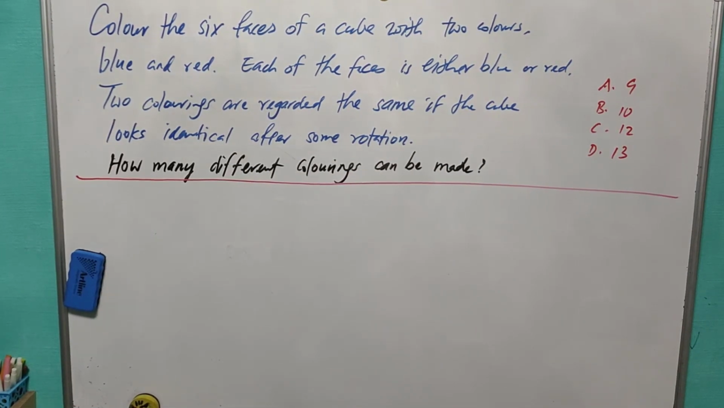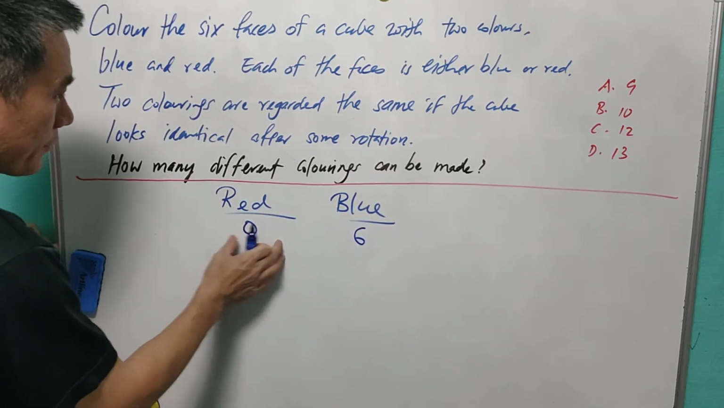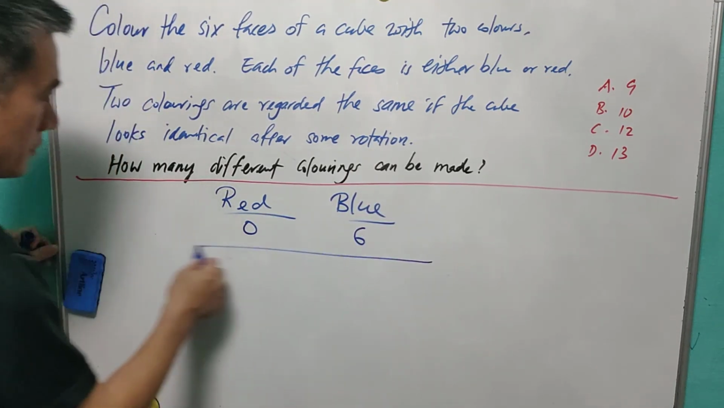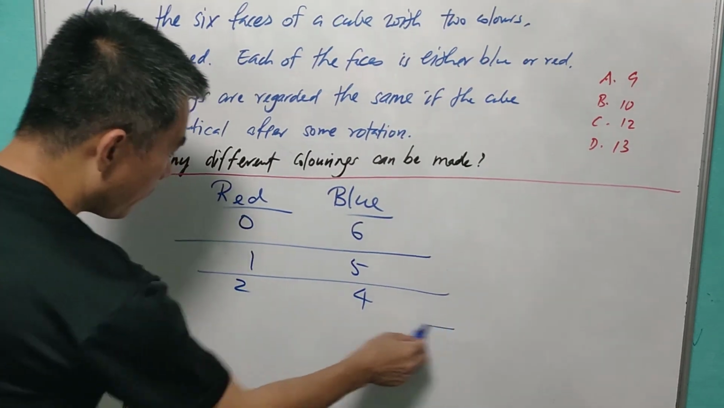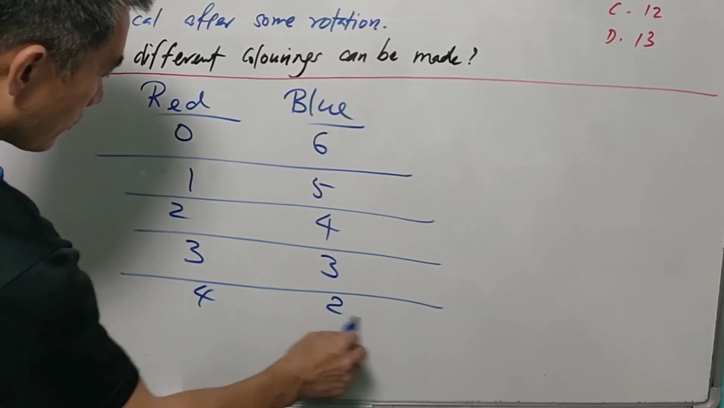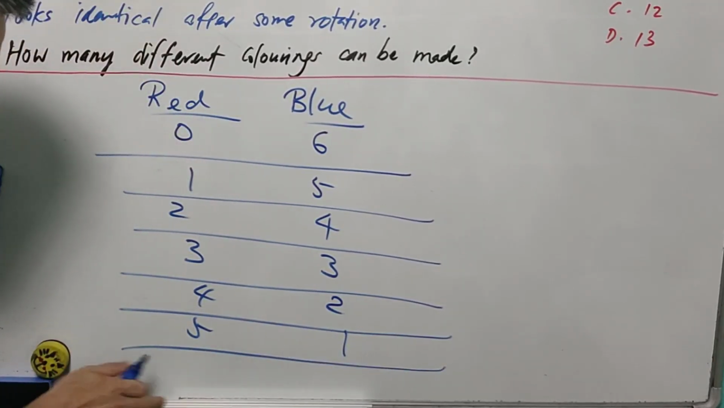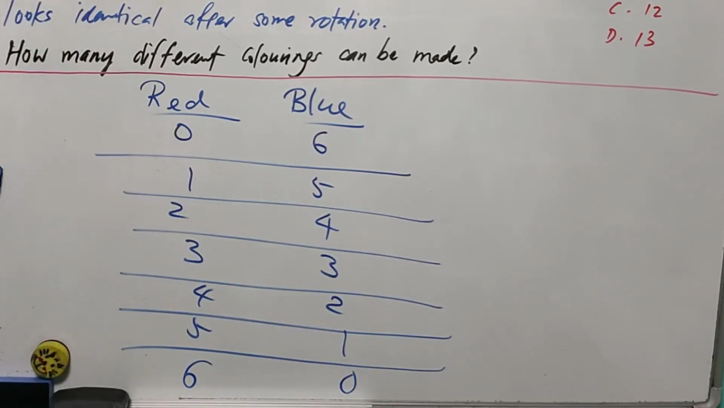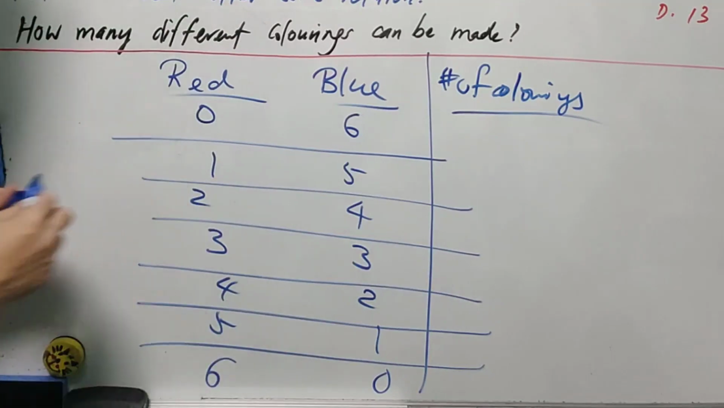Now this is a rather straightforward question. So we can have red faces or blue faces. If 0 red faces, then they must be all blue, or 1 and 5, 2 and 4, 3 and 3, 4 and 2, 5 and 1, and 6 and 0. And the number of colorings that we can have for each one.